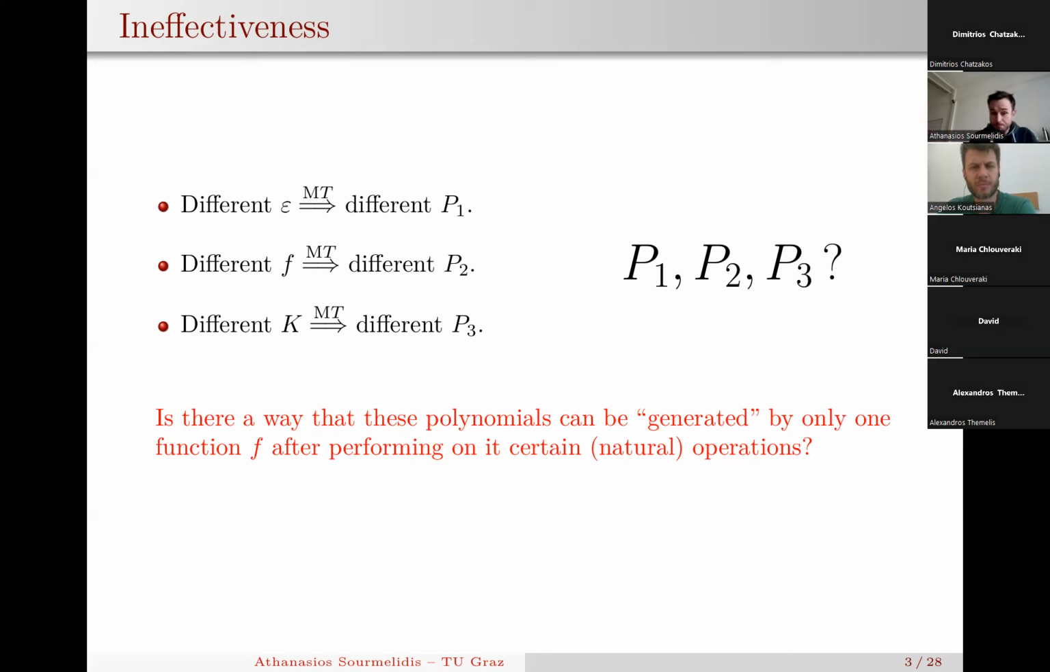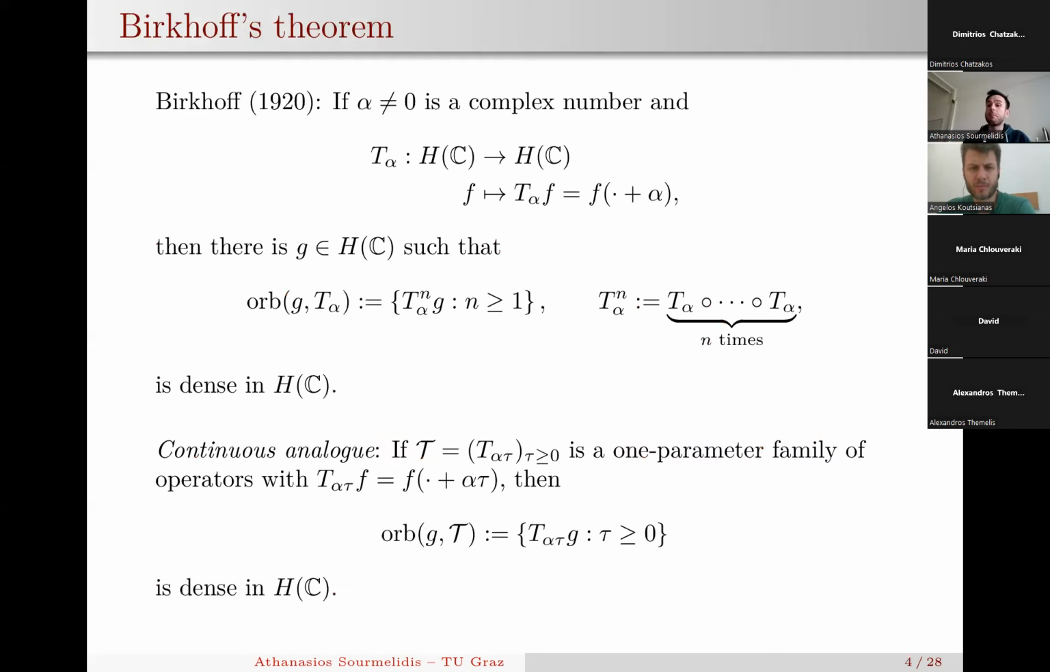So the question is, I mean, the theorem is ineffective. It says there exists a polynomial, but it doesn't give an explicit form for the polynomial. So we don't know how it looks. So the question is, could at least these polynomials, even though we don't know how they look, be generated by only one function? So you have one function, then you perform some natural operations on it, and then you get a polynomial or something close to this polynomial. And this question was answered in the 1920s by Birkhoff.